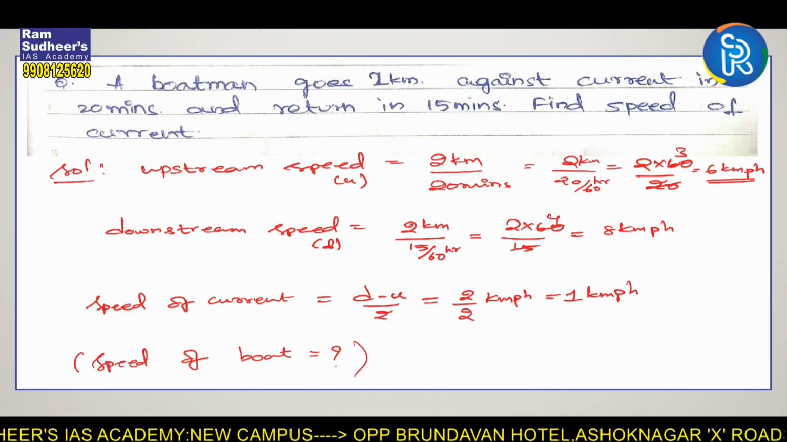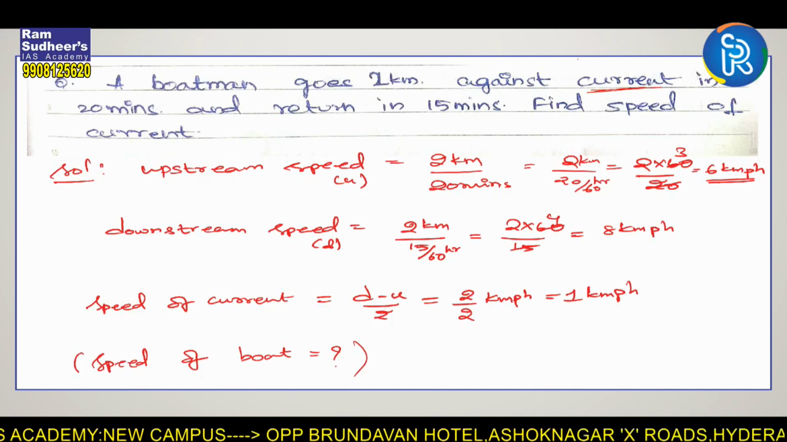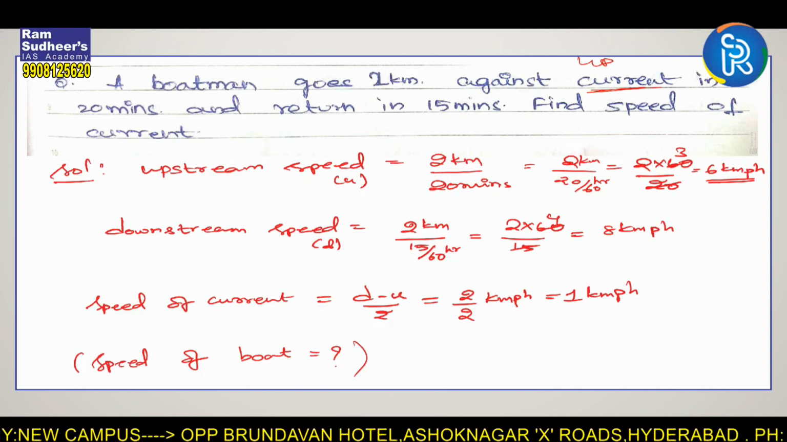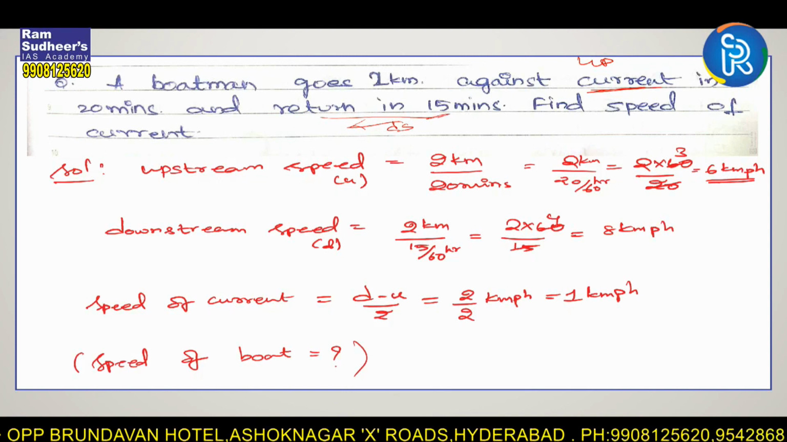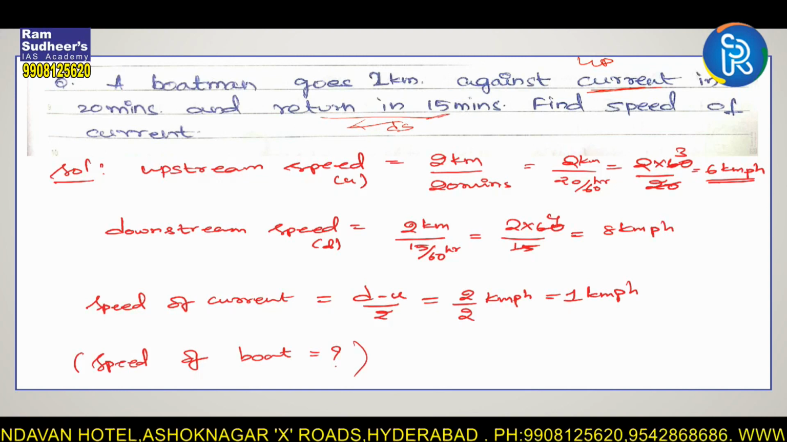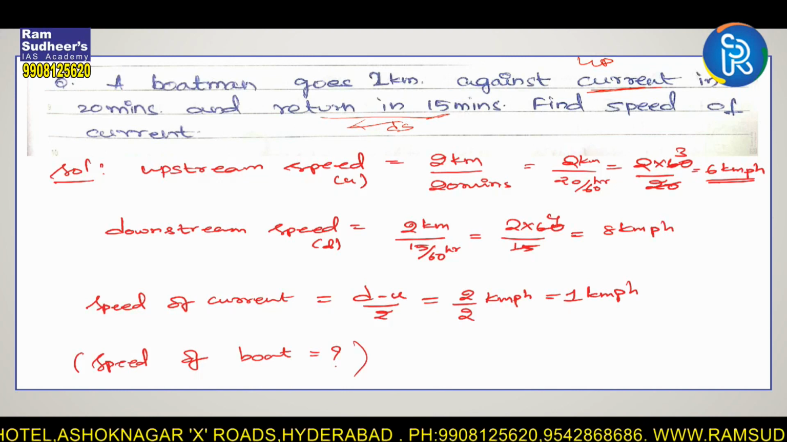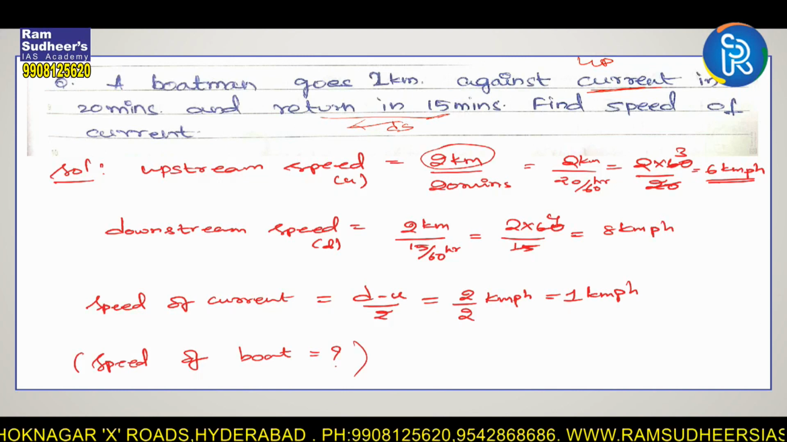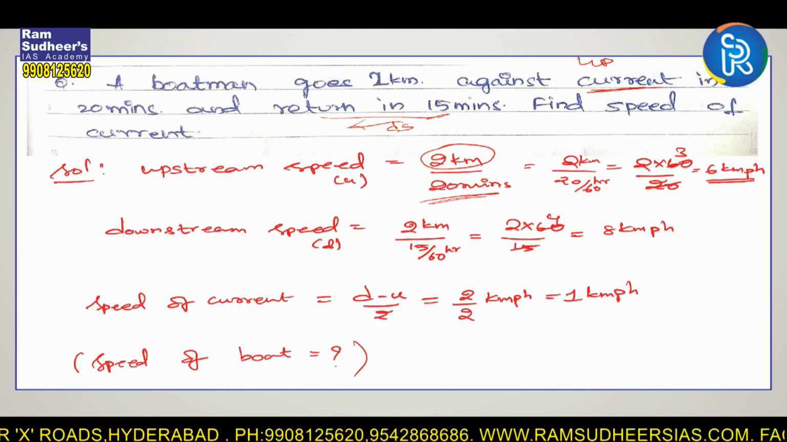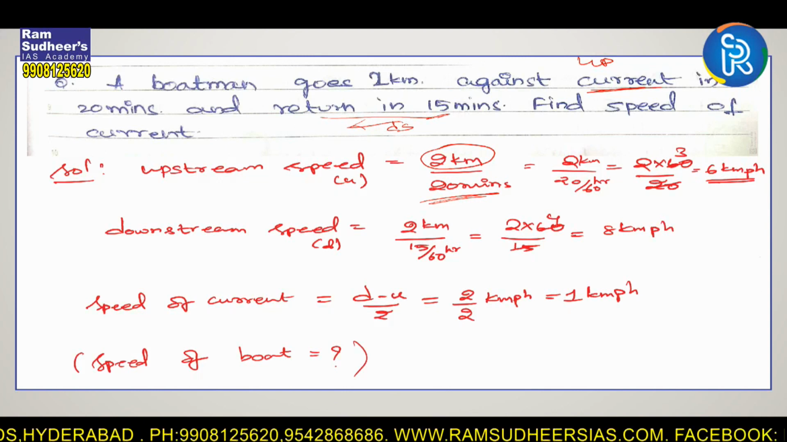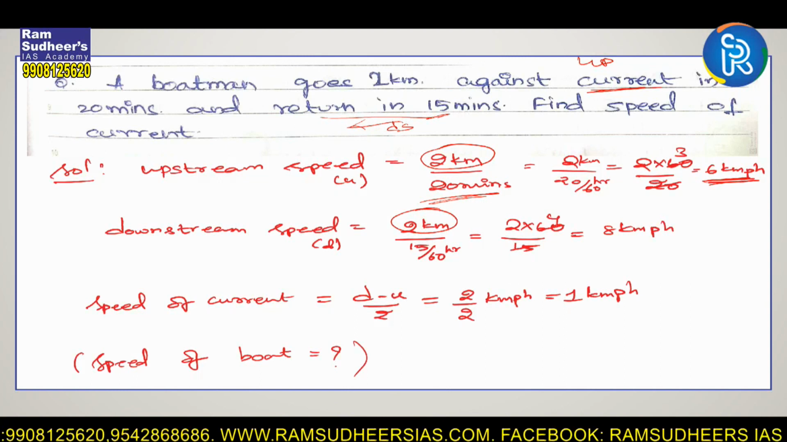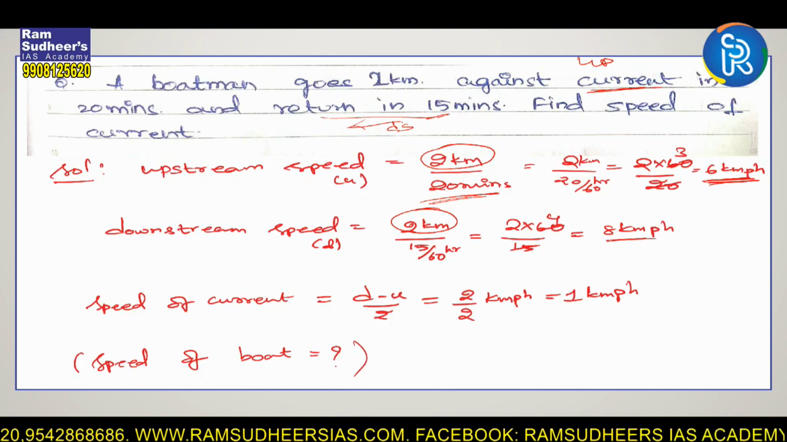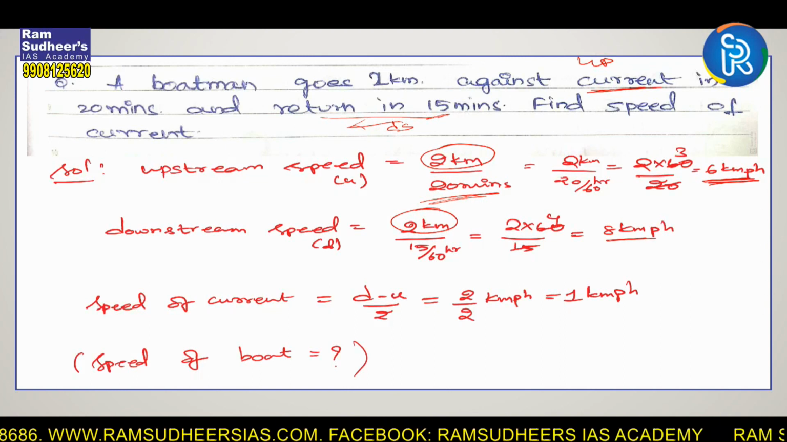A boatman goes 2 km against the current, which is upstream, in 20 minutes and returns in 15 minutes. Returning is in the opposite direction, which is downstream. Find the speed of the current. Upstream speed from our formula, I will directly substitute our distance and time, 2 kilometers and 20 minutes. We convert it into hours, and our upstream speed is 6 km per hour, and our downstream speed, substituting the values of distance and time, would be 8 km per hour.